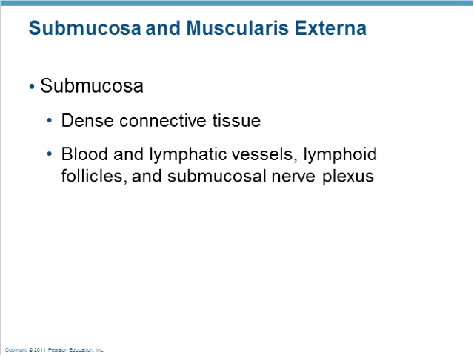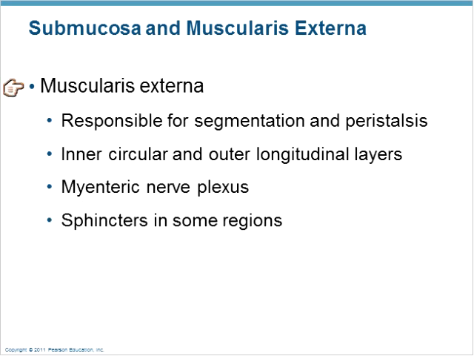The next layer out is the submucosa. It's a dense connective tissue. It's rich in blood and lymphatic vessels and lymphatic follicles, and it holds the submucosal nerve plexus for the GI tract. And then there's the muscular proper layer, muscularis externa.